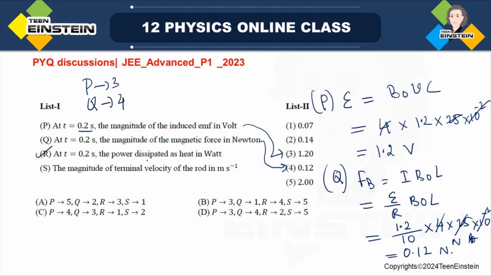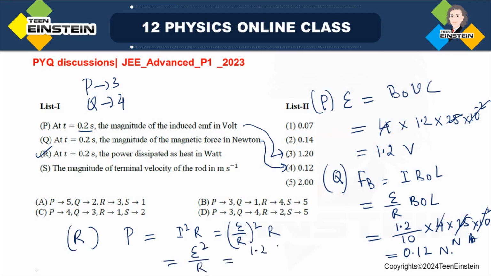Now we have to see R. What is the power dissipation? Power dissipation I can write, option R. Power dissipation is I square R, let me write first. I square R. I know I is E by R, squared, into R. So E square by R. E I know is 1.2. So I'll multiply 1.2 divided by 10. So this will be 144 divided by 1000. So you will get actually 0.144. That means approximately 0.14 in watt. So we have got this. So R is matching with 2.